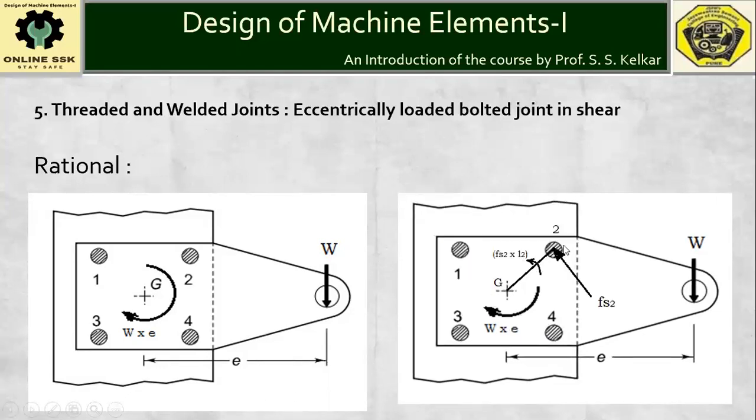For bolt number 2, again for deciding the direction of Fs2, the direction of the secondary shear force Fs2, one has to join the line between the center of the bolt and the center of gravity. A line drawn perpendicular to this line will be the line of action of the secondary force.